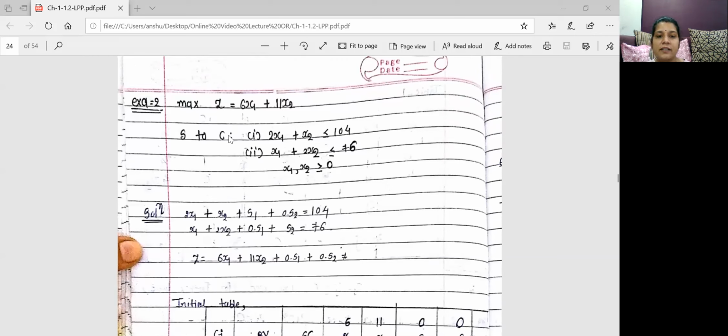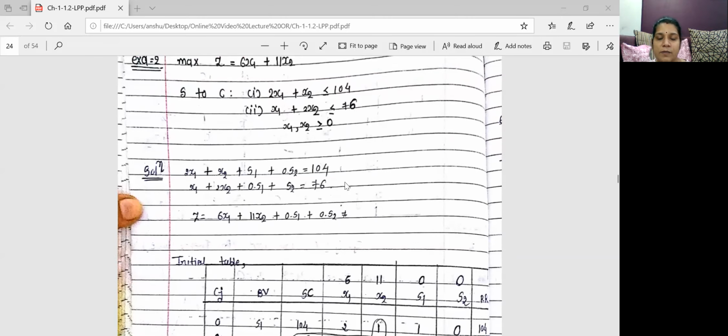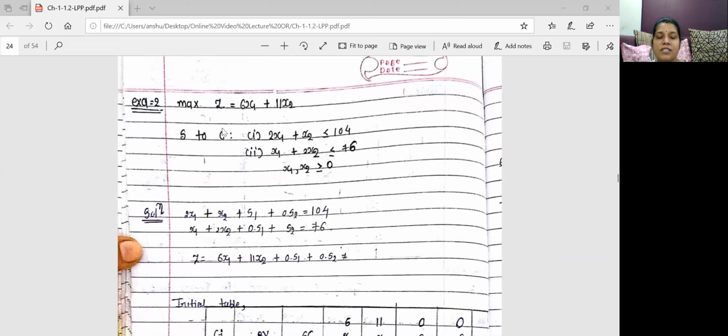First we write our objective function, maximize z is equal to 6x1 plus 11x2. Okay, firstly we write our s1 and s2 slack variable or a surplus variable. So for our constraint equation, first you check that your question is maximize z, and our constraint equation is less than equal to type.